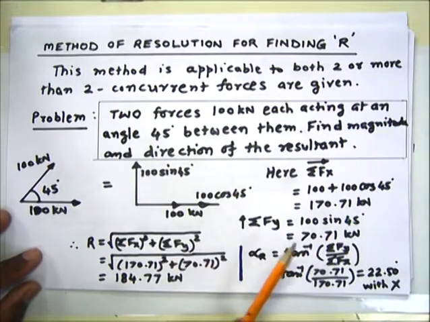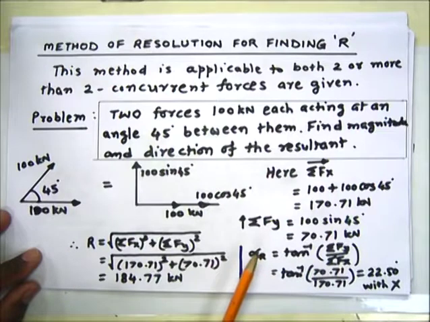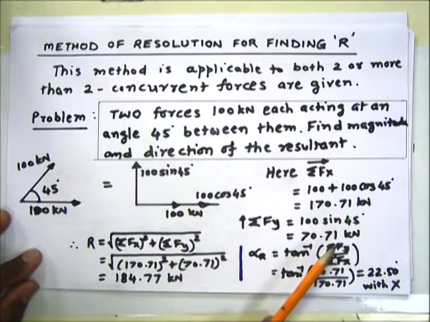If you want to find the angle of the resultant with respect to the y-axis, then in this equation you will have to write sigma Fx divided by sigma Fy. But usually we find the angle with respect to the positive x-axis, so this can always be shown in the form of tan inverse sigma Fy divided by sigma Fx.